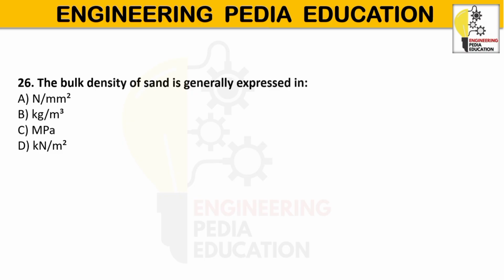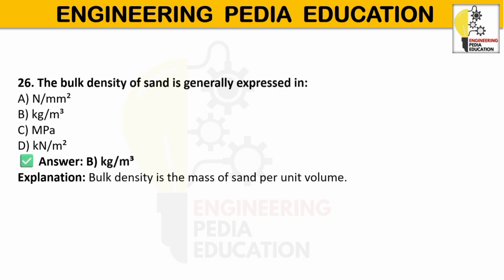The bulk density of sand is generally expressed in Newton per mm square, kg per meter cube, MPa, kilonewton per meter square. So the correct answer is kg per meter cube. Bulk density is the mass of sand per unit volume, including the voids between particles. So bulk density is the ratio of mass of sand upon total volume occupied.